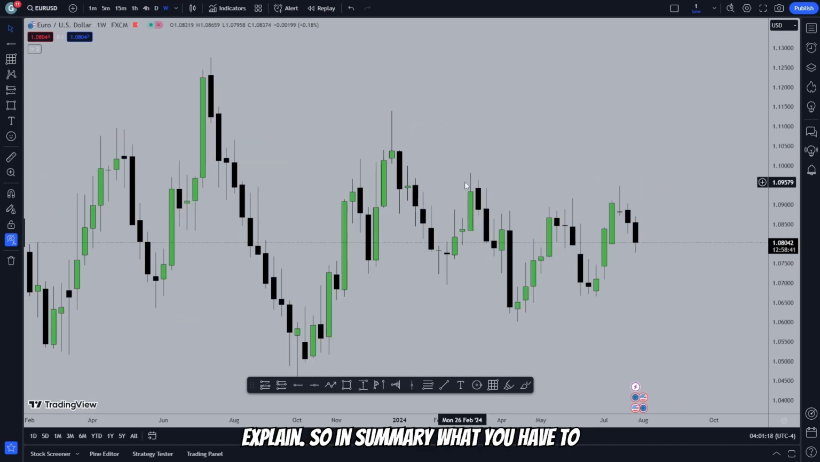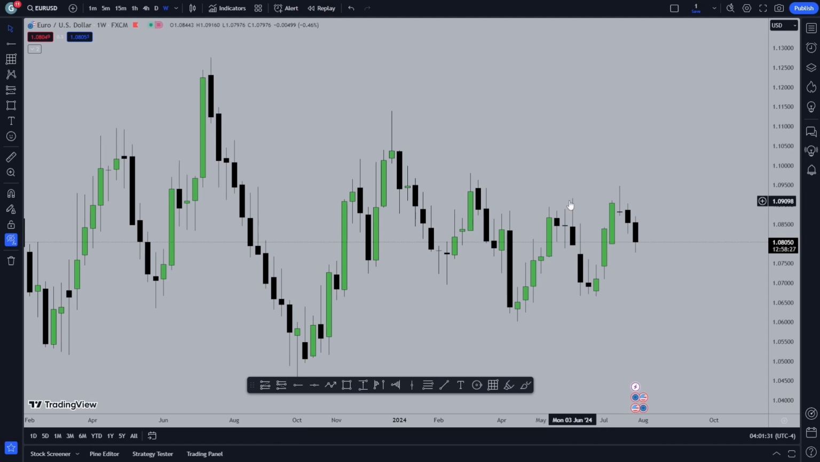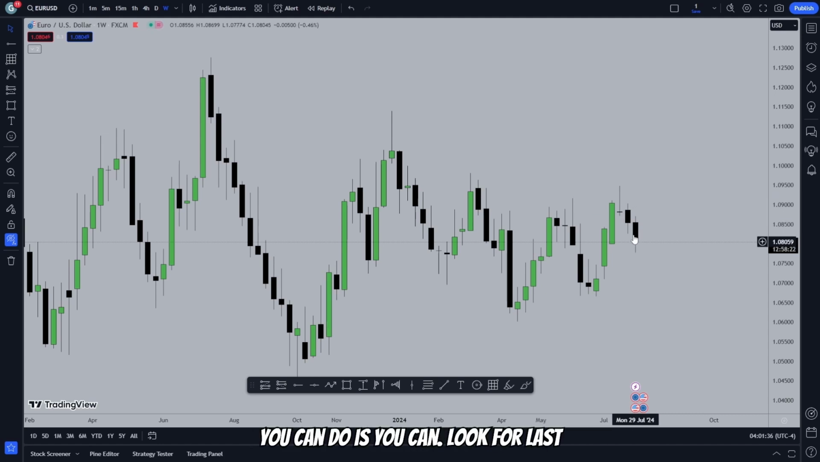So in summary, what you have to do is, I'm just summarizing it. On the weekly time frame, you have to look at what happened last week. You have to look for buy side and sell side liquidity. If you have seen that price has taken the buy side liquidity right like this and it's fallen down, so what you can do is you can look at last week. So what's the last week? Last week is bearish. So now I assume that this week will also be bearish, right? So now I'll take the sell.